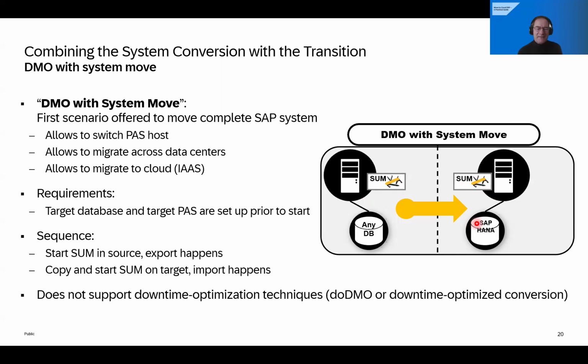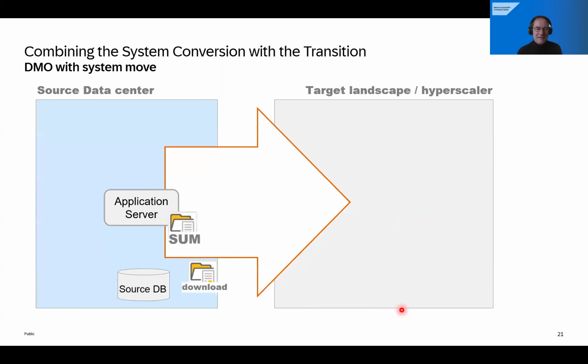The drawback is that this approach does not offer the advanced technologies to reduce the downtime. This technology does not allow using downtime optimized DMO, where we already migrate table content during uptime. And it does not support downtime optimized conversion, which migrates and even converts into the new data model in uptime. That's not possible with this approach. That's why we have the other approach, the new one that I will explain then.